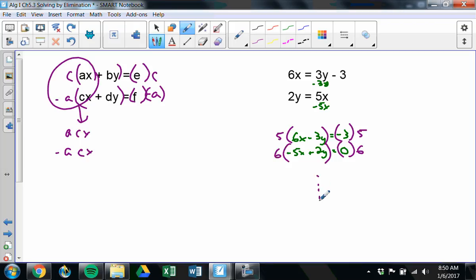One last thing to mention, just like with substitution, if you ever get 0 equals 0, that means infinite solutions. It didn't happen in this example, but it's very, very possible. And if you ever get something like 0 equals 3 or 1 equals 2, that's no solutions. Just like we learned with substitution.